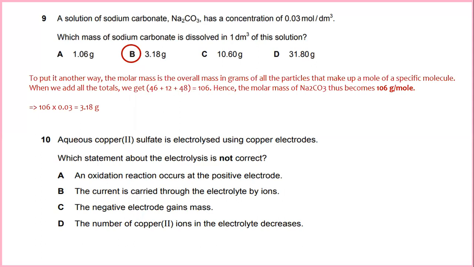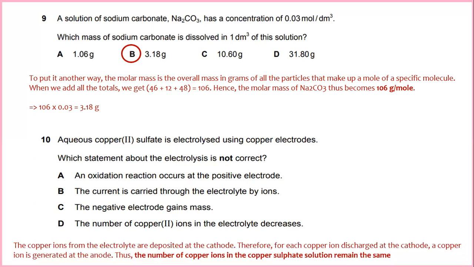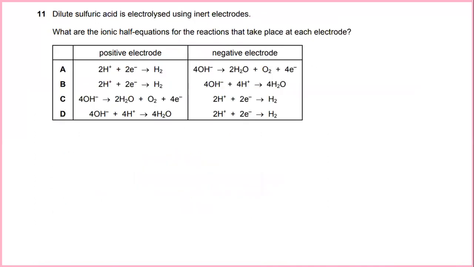Aqueous copper(II) sulfate is electrolyzed using copper electrodes. Which statement about the electrolysis is not correct? The copper ions from the electrolyte are deposited at the cathode. Therefore, for each copper ion discharged at the cathode, a copper ion is generated at the anode. Thus, the number of copper ions in the copper sulfate solution remains the same. So the answer will be the number of copper(II) ions in the electrolyte decreases.